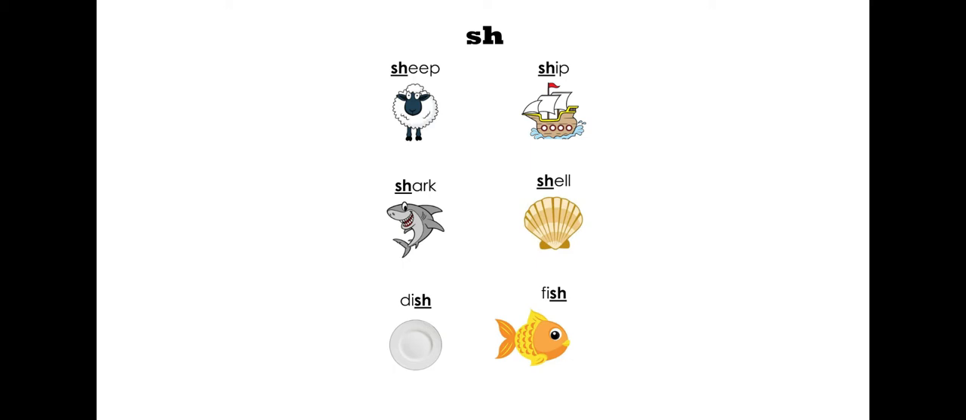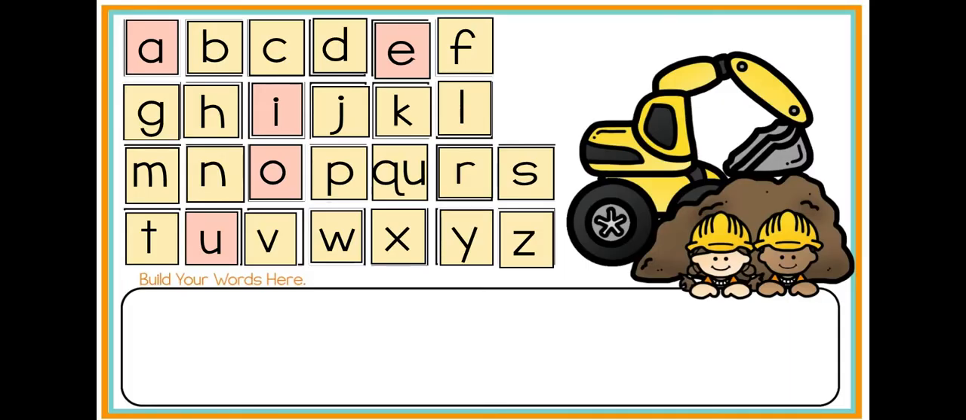Two other words that have the digraph SH at the end are dish and fish. Notice you hear the sound sh at the end of the word. Think about some other words you might know that have the digraph SH or the sound sh in them. Let's build a couple of words together.